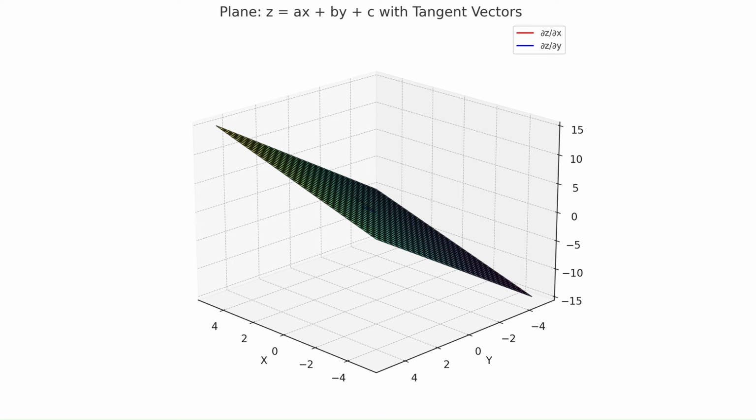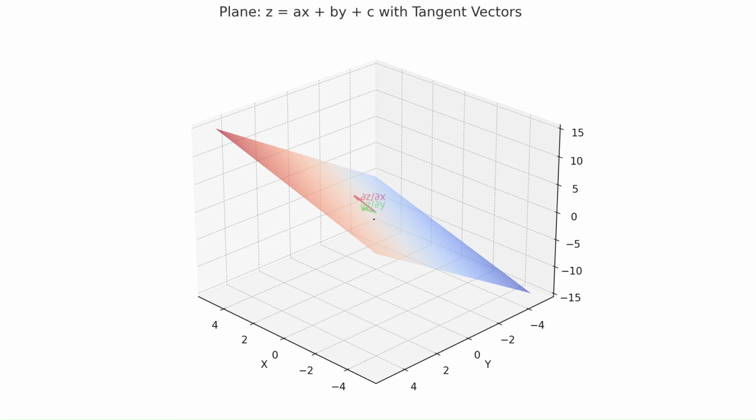Here's the 3D plot of the plane z equals ax plus by plus c, with the greenish surface representing the plane, the red vector showing the direction and rate of change del z del x. Del z del x is the slope in the x direction. The blue vector shows del z del y. Del z del y is the slope in the y direction. You can visually see how the height z at any point is determined by those two directional changes scaled by x and y, exactly what the PDE z equals x del z del x plus y del z del y says.